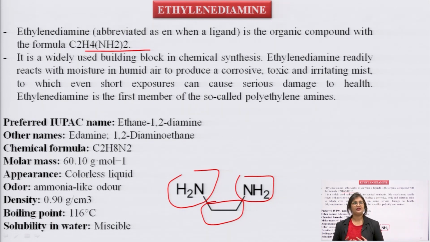It is generally a colorless liquid. The odor is ammonia like. The density of ethylene diamine is 0.9 gram per centimeter cube. The boiling point of ethylene diamine is 116 degrees Celsius. When we talk about its miscibility in water, they are water miscible compounds. Ethylene diamines are easily water miscible.